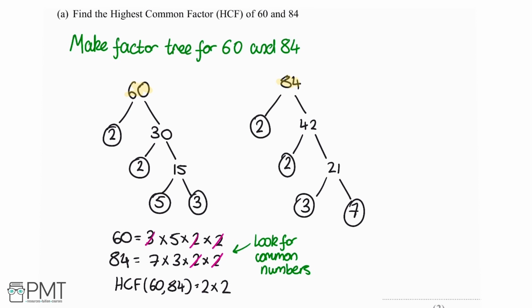And I can see, well, I've got 3 here and 3 here, so we can multiply by 3. However, I can't do anything with this 5 because that's only in this prime factorization, not over here. And there's only a 7 here, not up here. So now we're done. So we've got 2 multiplied by 2 multiplied by 3, which equals 12, which is the final answer. So we get our first mark up here for our factor trees, and our second mark for the correct answer of 12. Now part B wants the lowest common multiple of 24 and 40.